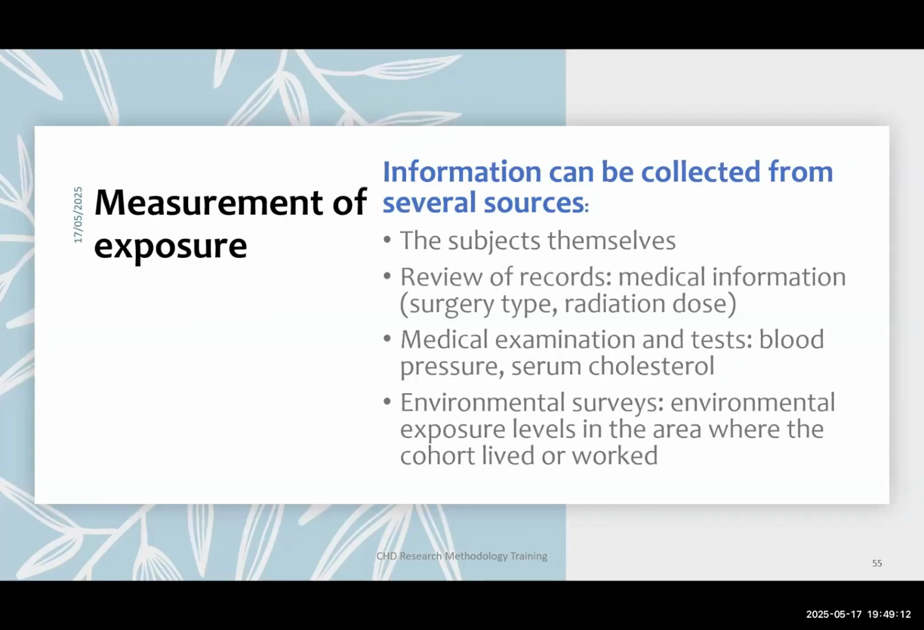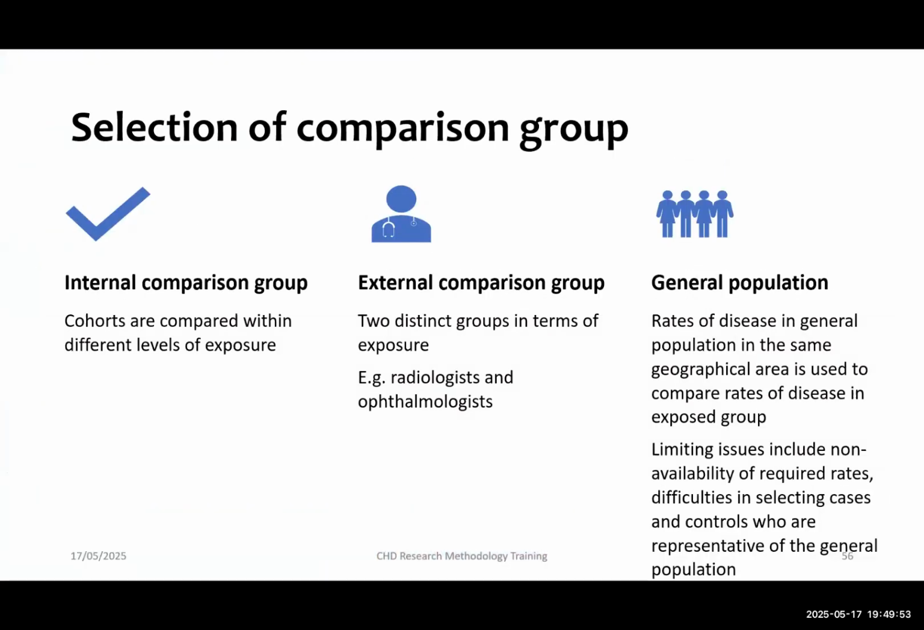And then in measuring the exposure, the information you can collect from either the subject, like the respondents or participants, you can ask them and collect the information from them. You can review their records, especially if you're looking at a retrospective cohort: medical information, the type of surgery, depending on what your objective is. It can also be one where you need to do a test, collect blood, check for the disease you're looking for, and that's how you can measure your exposure. Or it can be an environmental survey. So there are various ways you can do your exposure measurement.